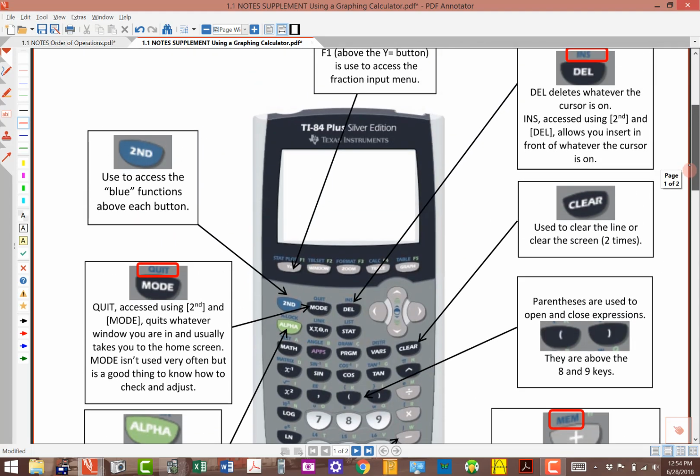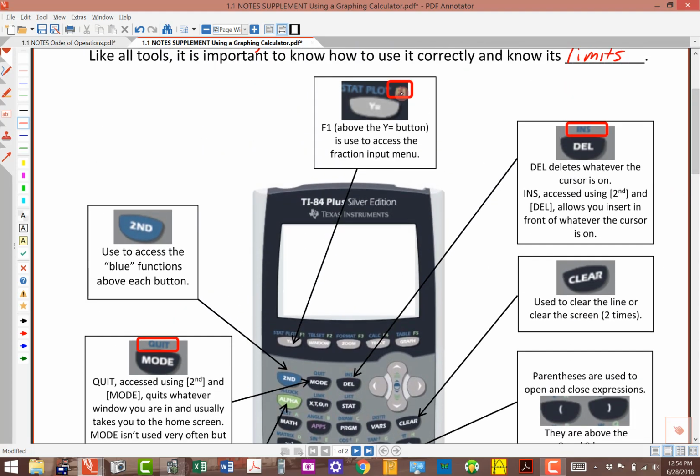And then we're going to come back up here. F1 right here, that's used to access the fraction input menu. We'll do more of that tomorrow. You'll notice that because it's green, we would have to hit the alpha button and then hit the y equals button in order to bring up that menu. So if we want to hit F1, we have to hit alpha and then F1.